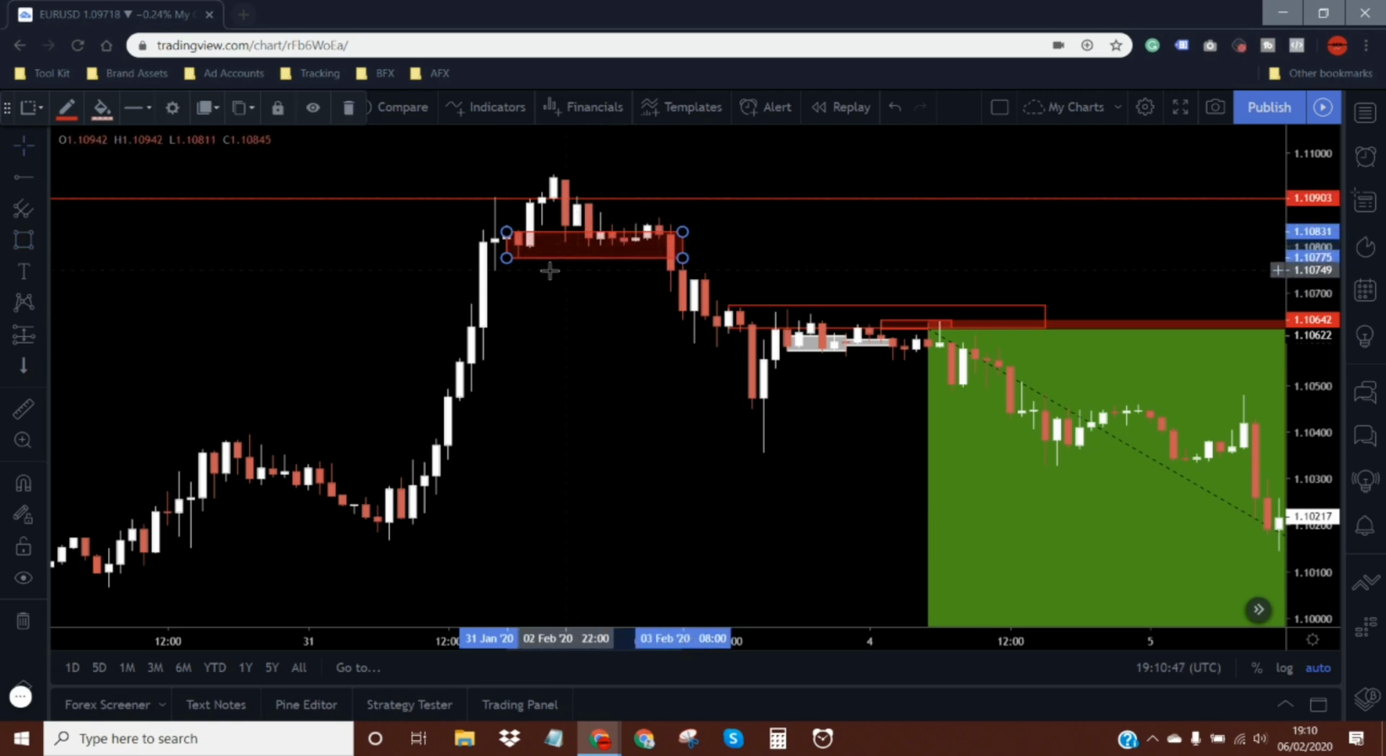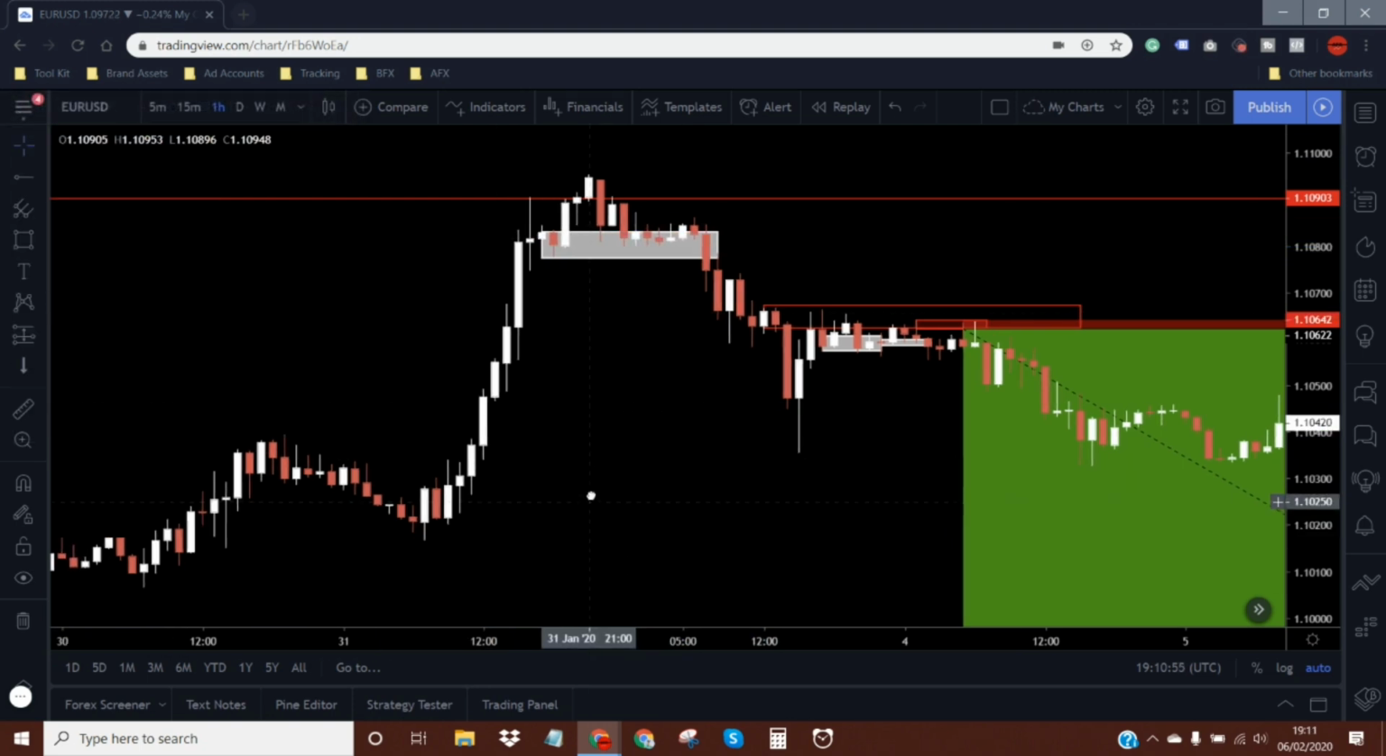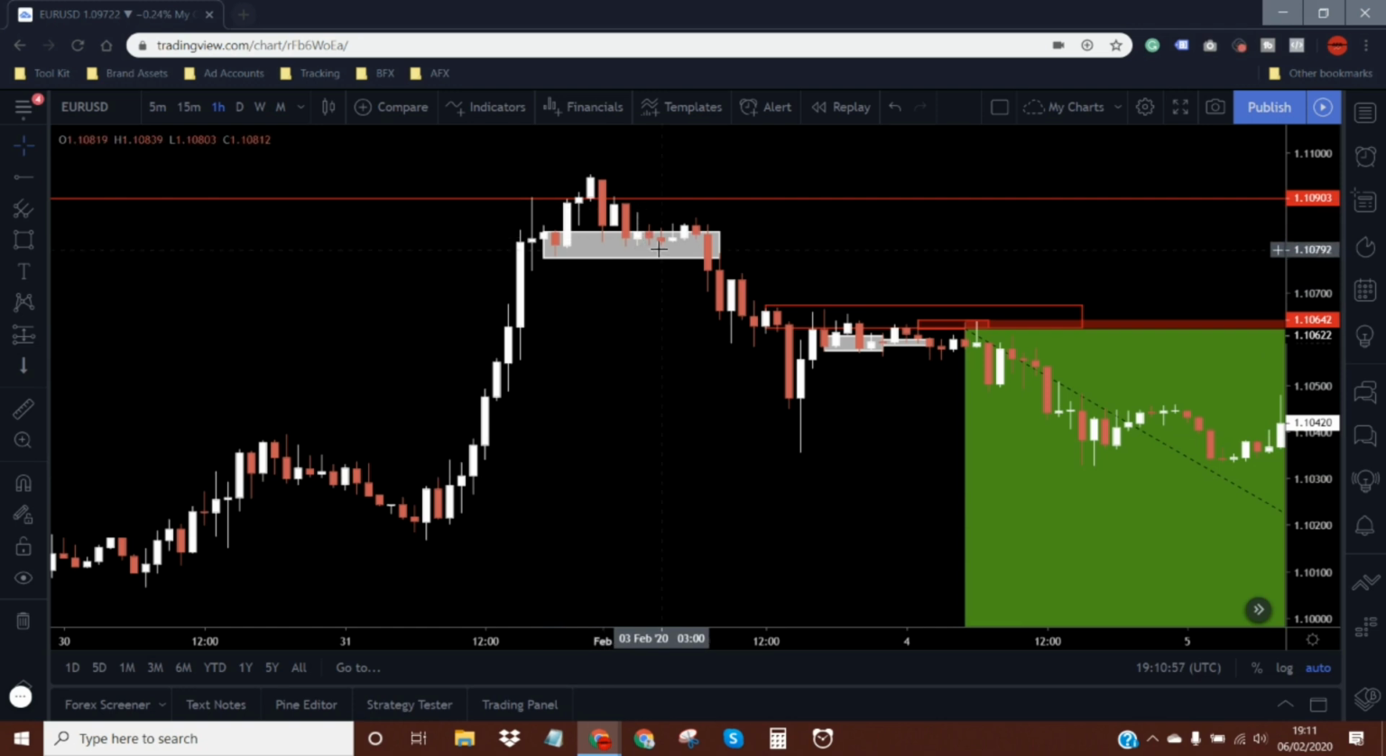If it did hold up price, then my stops would be here, and the market would continue to the upside and I'd still be in the trade, right? But it didn't, it broke through. Let me just make that an event break. So now it's an event break, right? The market's gone through it. So what are we looking for now?